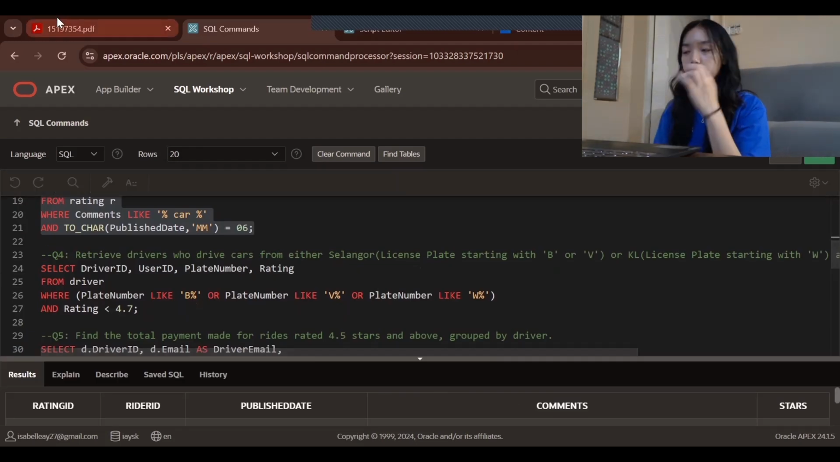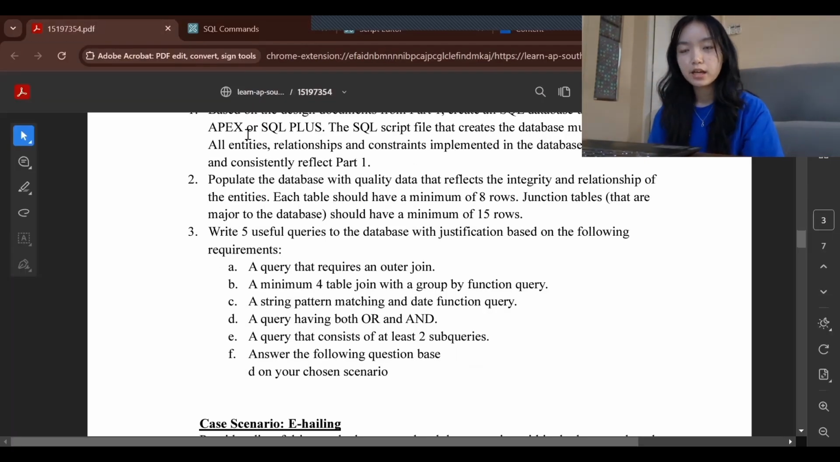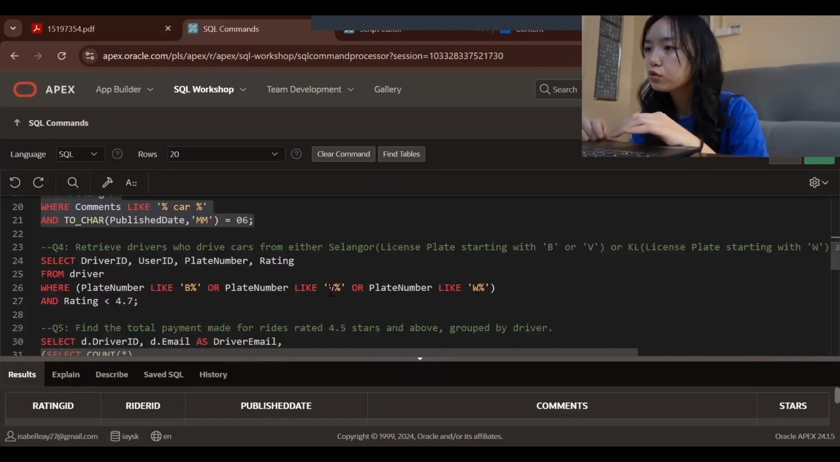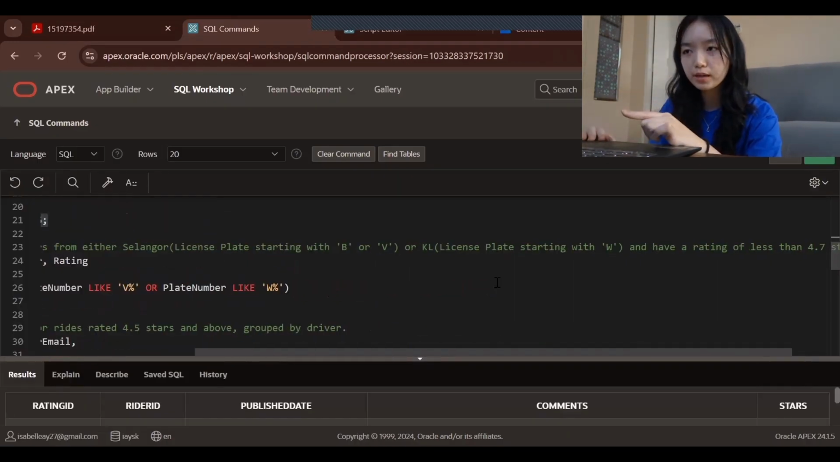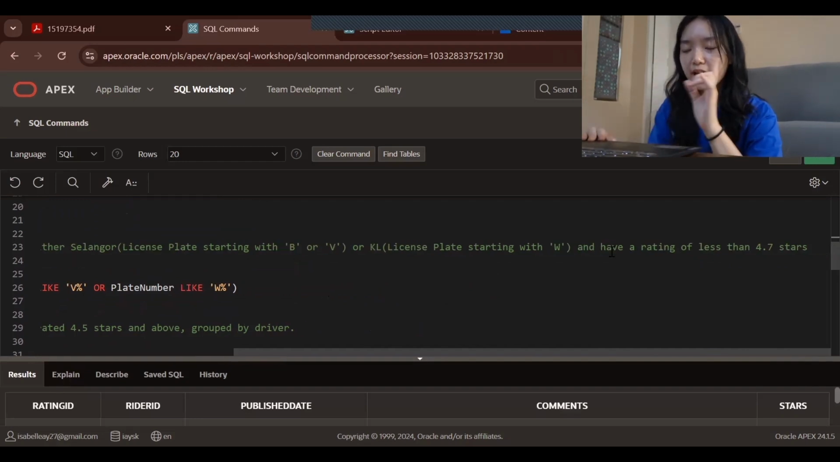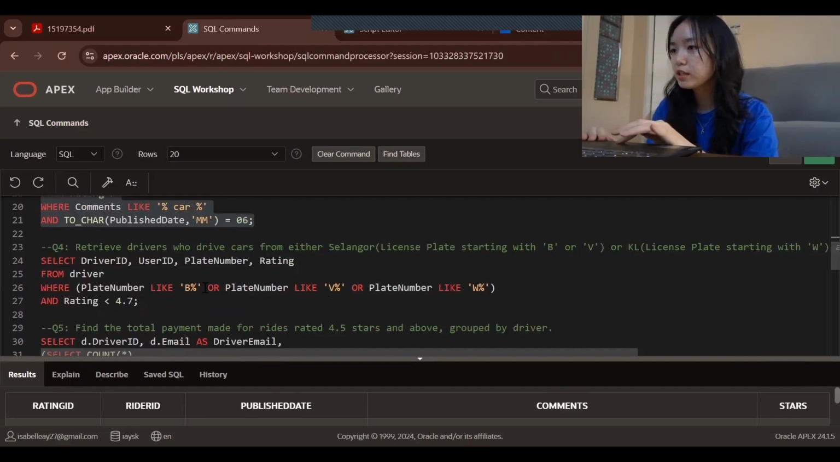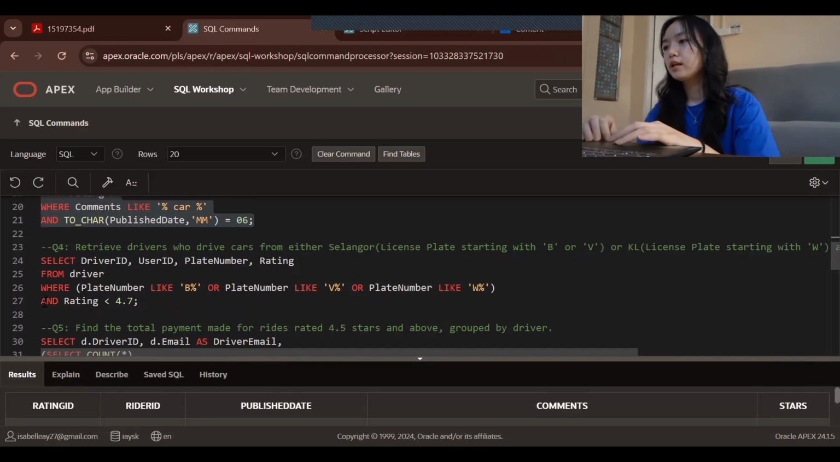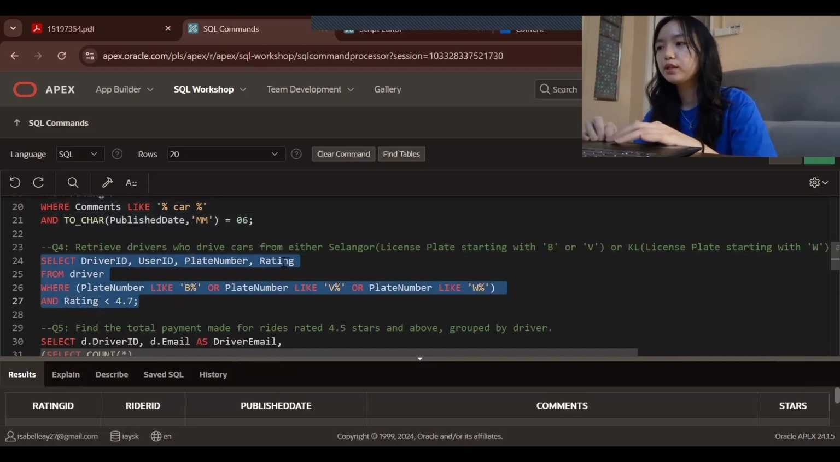So now moving on to question number 4. The requirement was to have a query that used both OR as well as AND operators. So for that, we wrote a query to retrieve drivers who drive cars that are either from Selangor, where the license plate starts with B or V, or KL federal territory, where the license plate will start with a W, and have a rating of less than 4.7 stars. For the license plate, we used 2 ORs and 3 LIKEs for string pattern matching, and there's the AND for the rating. All from the same table, so there's no need for the join.